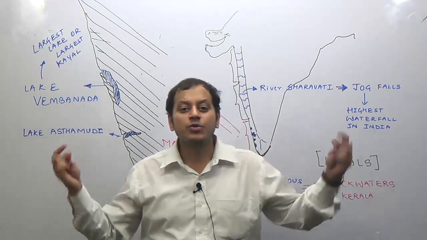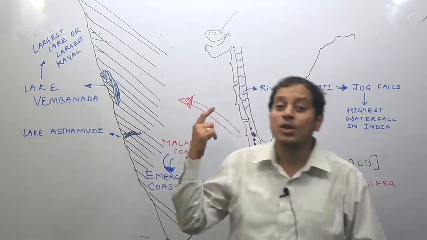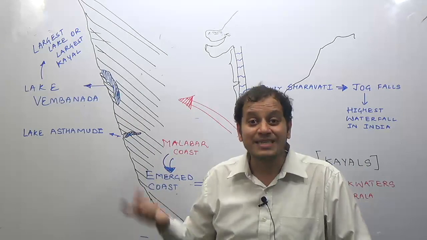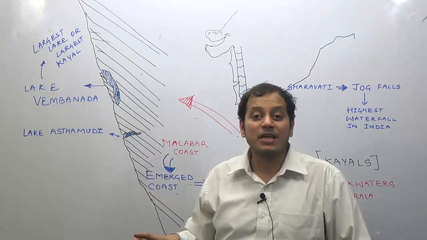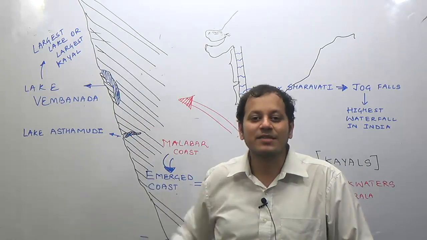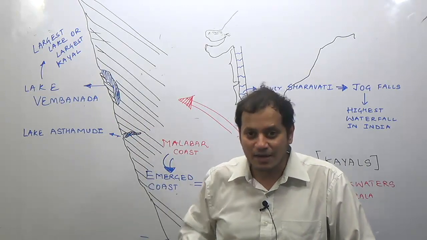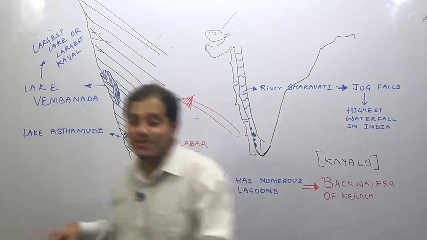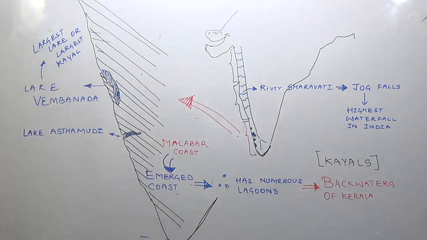So you have two map based questions here. In which state is the Lake Vembanad located? In which state is the Lake Ashtamudi located? So you have the answer. It is located in the state of Kerala. Not just this, let us also go a little bit into detail and see which are the rivers that are flowing into the Lake Ashtamudi.